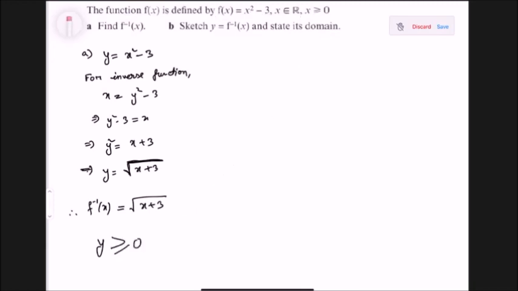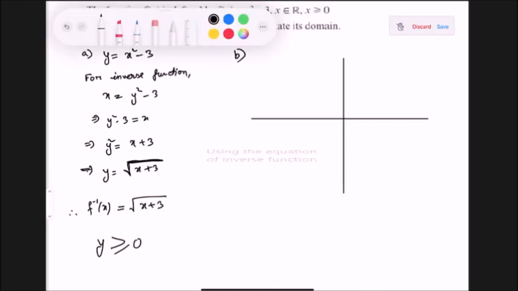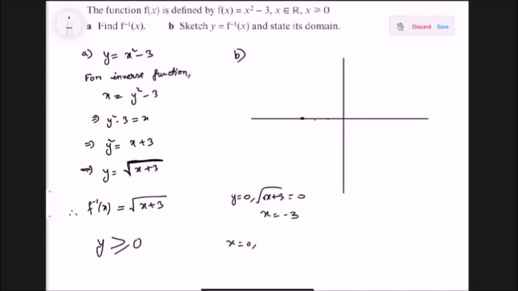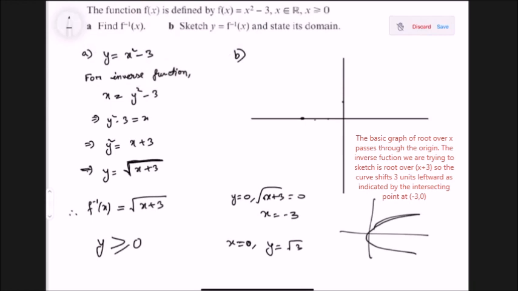Okay, so let's start part B, where we have to sketch this curve. At x-axis, y is 0, so we will get x equals minus 3. At y-axis, x is 0, so that will give us root 3. So the sketch for root over x is like this. Okay, so we have a cutting point over here, so this should be like this.